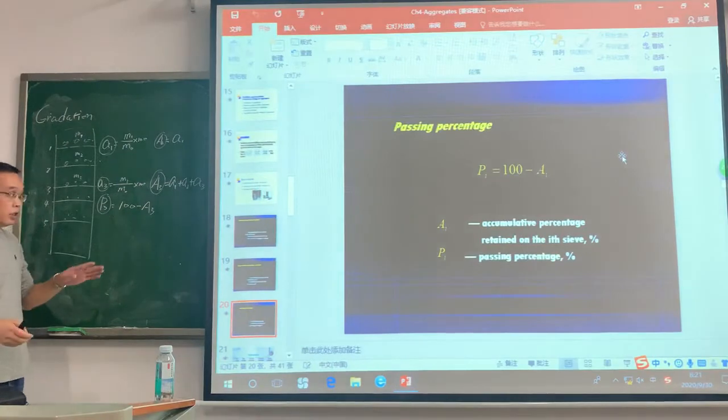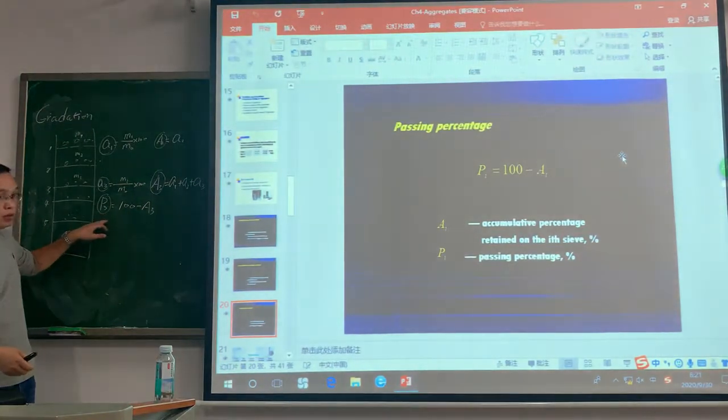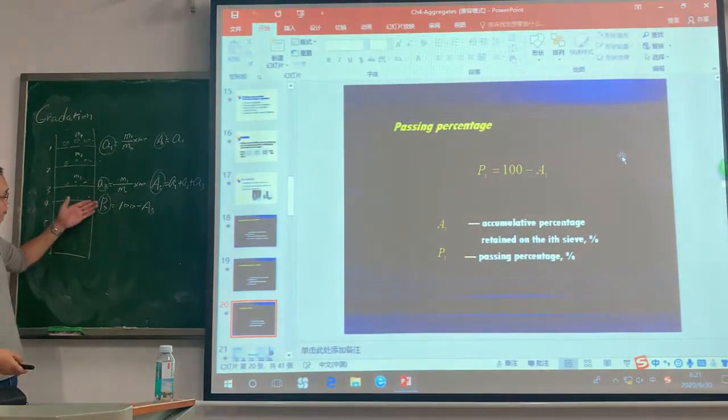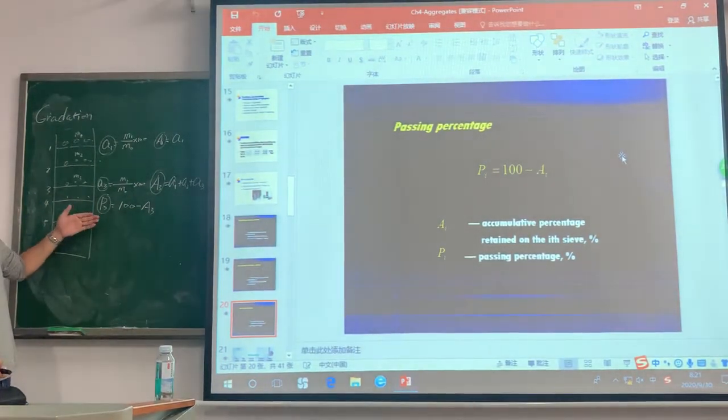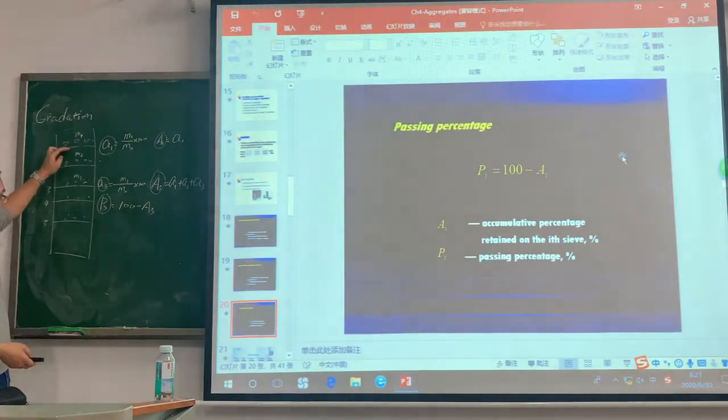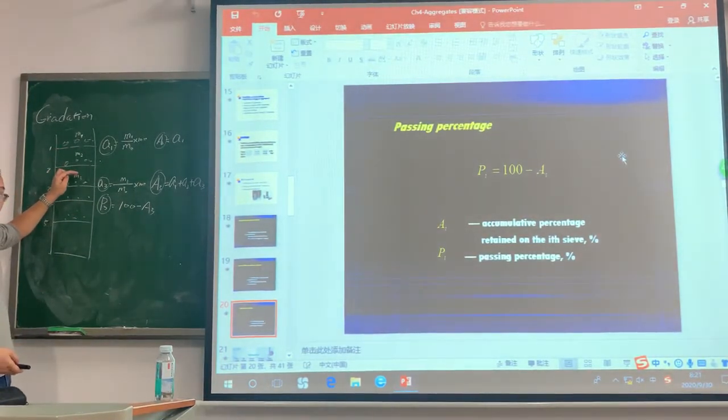This one is the most useful for us, because after the sieve analysis we can decide how many aggregates are at each sieve. Yes, we can get how many aggregates are at each sieve.